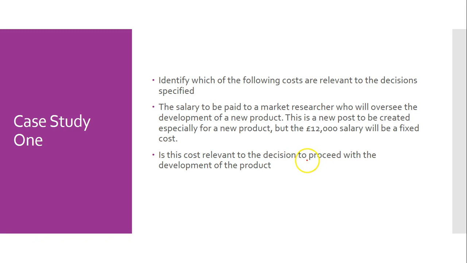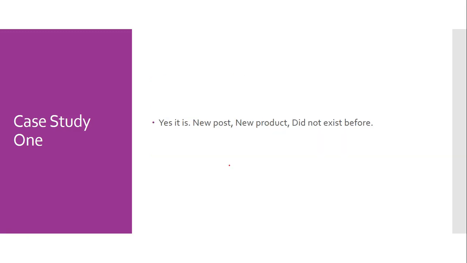Okay, let's quickly do this, and then let's get to the end of these case studies, and then we'll end this first set of lectures. Let's look at the relevant costs here. The salary to pay to a market researcher. So we're intending on bringing in a market researcher, and we intend to pay a certain salary. This is a new post, so it's new. We intend to give £12,000, even though it's a fixed cost. We're not talking about a fixed cost that existed from the past. Is this cost relevant? Well, yes, it is.